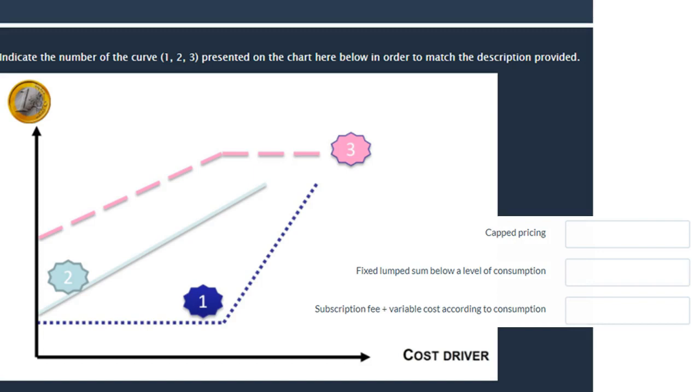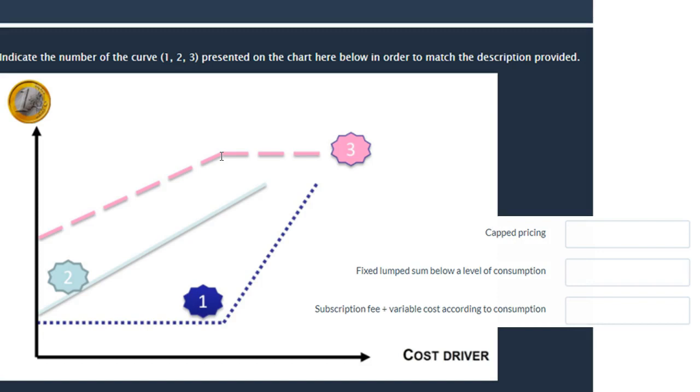Then the third pattern is the opposite of the pattern number one. It starts being variable, which means for each unit that you buy, you pay a certain amount, and then there is a threshold, which is here, and once you have reached that threshold, you won't pay anymore. So this is what you would call a capped pricing that is offered to you, and that becomes a fixed cost for you once you have reached that level. So it's also called capped pricing, as I said.